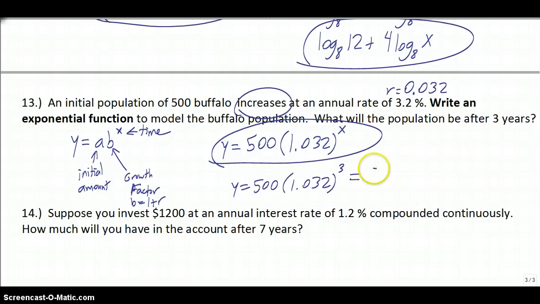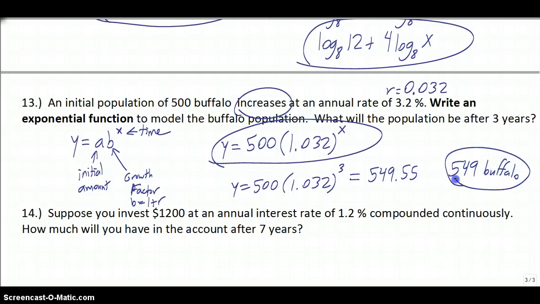And I get 549.55, something like that. But think about it, this is a population of buffalo. Do I have enough for a 550th buffalo? The answer is no. I've got 549 buffalo and some buffalo parts, I suppose. So it'll just be 549 buffalo. I know we're used to rounding up, but you can't round up when you're talking about buffalo or people or birds or whatever.